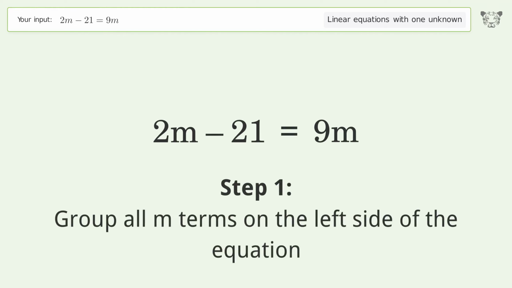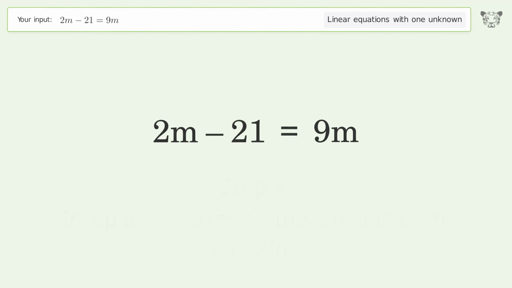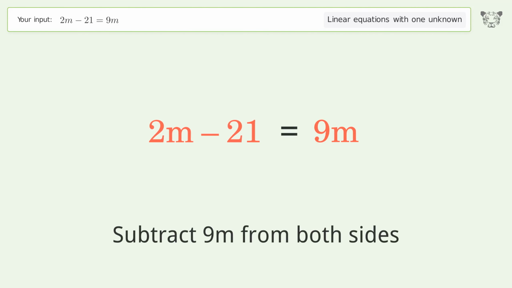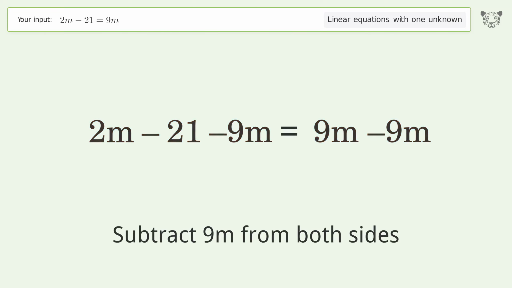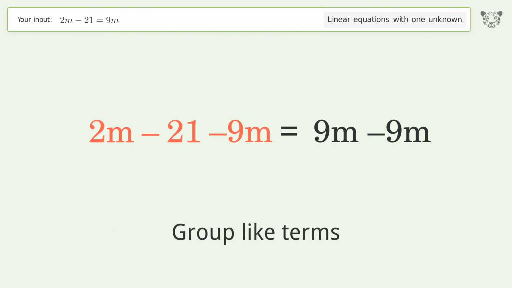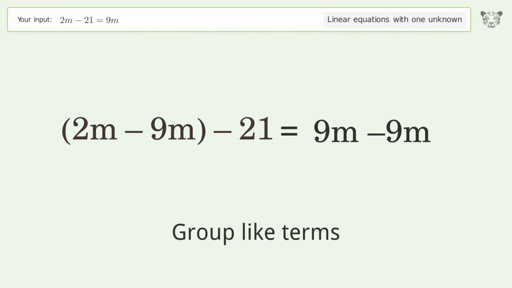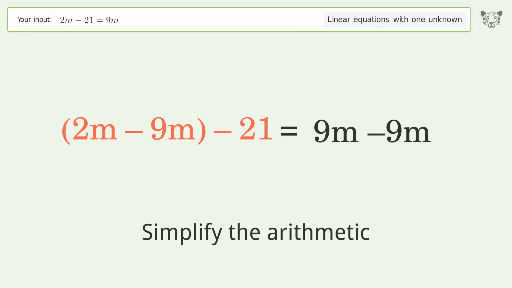Group all m terms on the left side of the equation. Subtract 9m from both sides. Group like terms. Simplify the arithmetic.